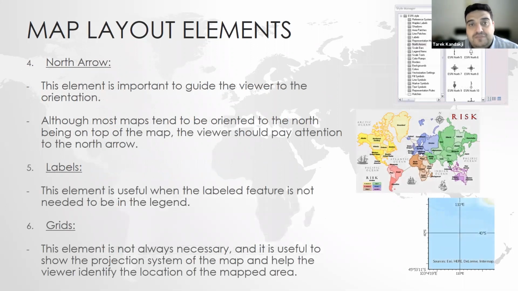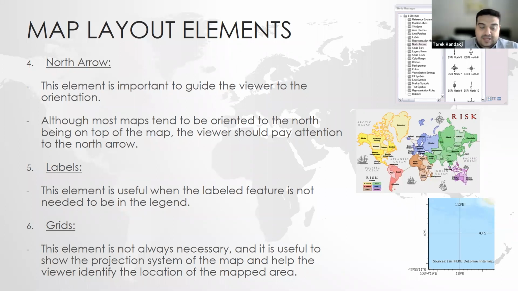The other component of the map is the north arrow. Usually the map default is that the upper side is north, the lower side is south, right is east, and left is west. But sometimes the nature of your data forces you to orient the map differently. So this element is important to guide the viewer to the orientation and how the map is actually presented. Although most people tend to assume the top is north, the viewer should pay attention to the north arrow and not take it for granted.